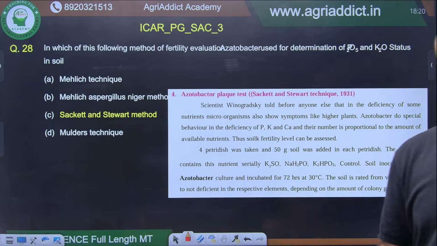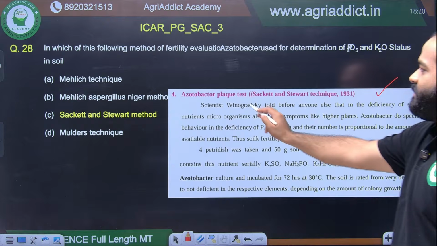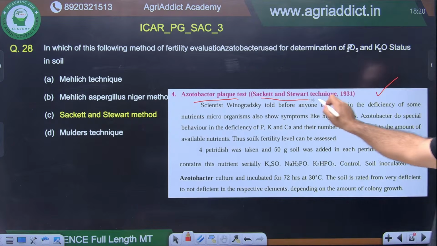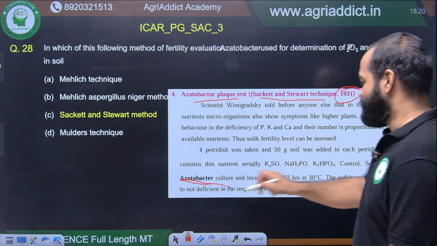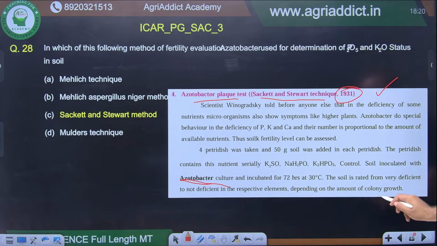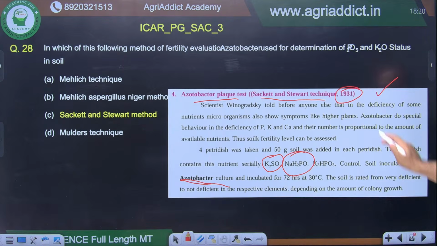This I have taken from my UG notes. This is the notes of GKVK, UAS Bangalore. Here you can see Azotobacter plaque test. It was given by Sackett and Stewart in 1931. All right. Here Azotobacter culture is used for the measurement of potassium and phosphorus.